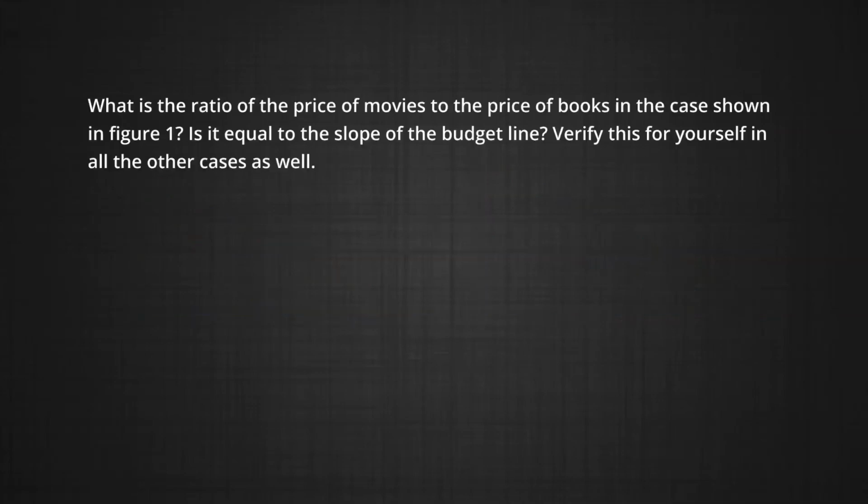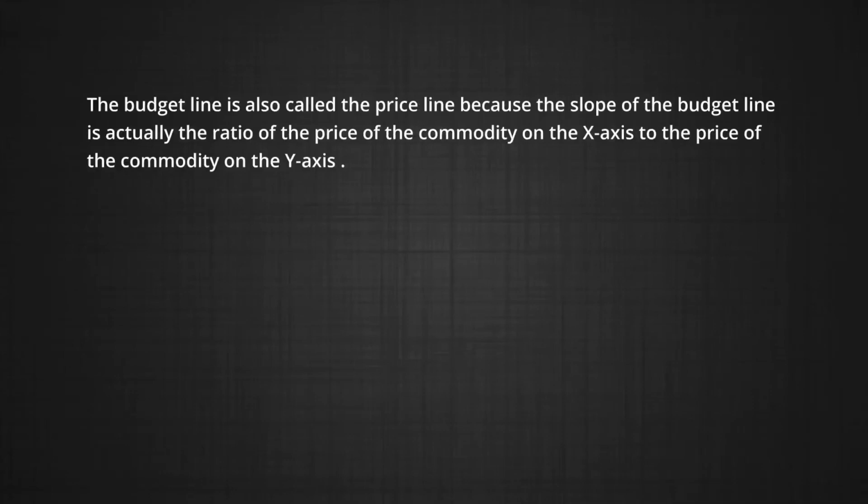What is the ratio of the price of movie tickets to the price of books in the case shown in figure 1? Is it equal to the slope of the budget line? Verify this for yourself in all the other cases as well. The budget line is also called a price line because the slope of the budget line is actually the ratio of the price of the commodity on the x-axis to the price of the commodity on the y-axis.